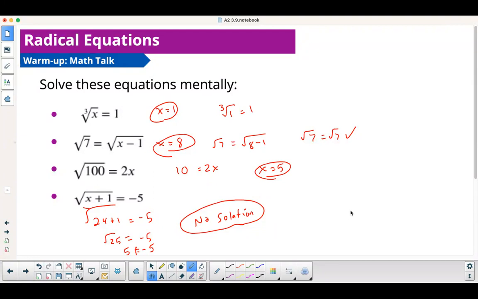Now I will say here, if I have the cubed root of x equal to a negative, that you can have. This would be negative 8, because you could take the cubed root of negative 8 and you would get negative 2. Why would it be negative 2? Because negative 2 times negative 2 times negative 2 gives me negative 8. But with square roots or any even root, you can't have a negative quantity equal to an even root.